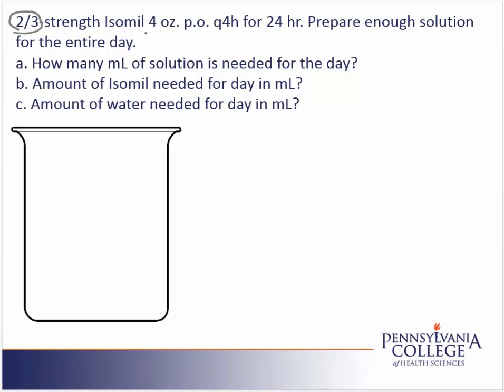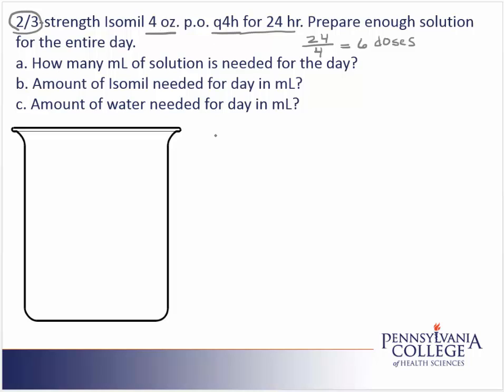Second, I notice there are to be 4 ounces, and that it is to be given every 4 hours for a 24-hour period. So if I take the 24 hours, divide it by 4, because we're given the nutritional feeding every 4 hours, I find out that there should be 6 doses throughout the course of a 24-hour period. So I'm going to calculate part A, the total amount.